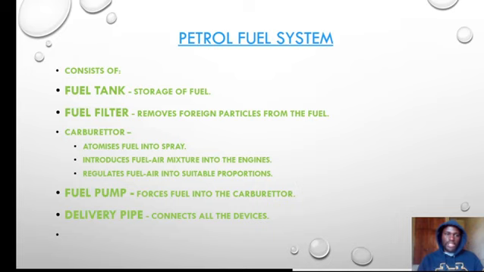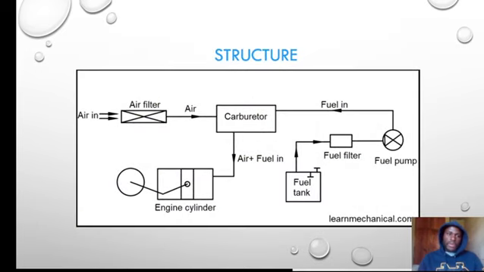Apart from the carburetor, the petrol system also has a fuel pump. This one will pump, or force, the fuel into the carburetor for the above things to happen. We also have the delivery pipes that connect the carburetor to the rest of the devices and facilitate the flow of fuel. Now that is how it looks.